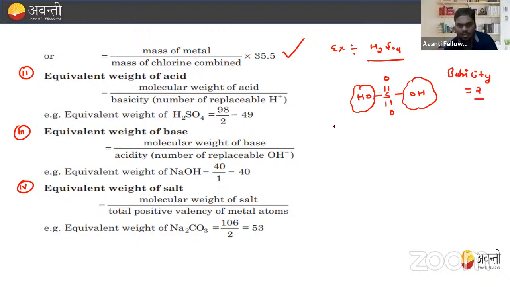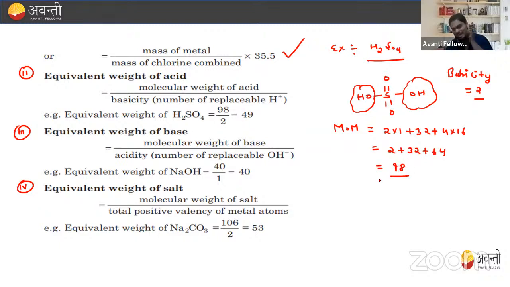We all know the molar mass of H2SO4. What is the molecular mass of H2SO4? We know that it is 2 into 1, plus sulfur 32, plus oxygen 4 into 16. So it comes out to be 2 plus 32 plus 64, which is equal to 98, right? So the molecular weight of the acid is 98.